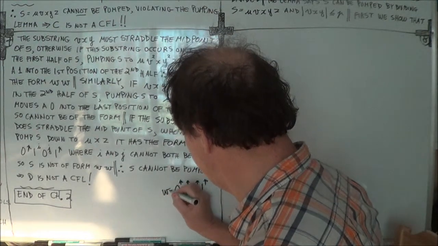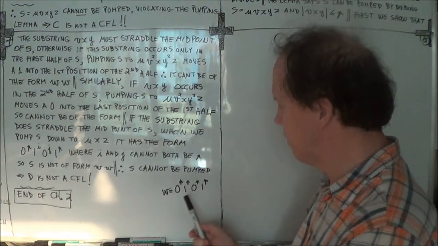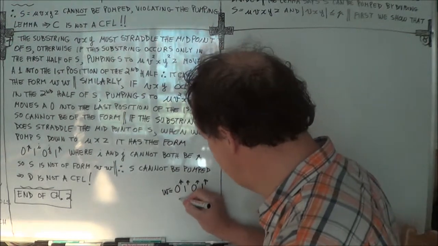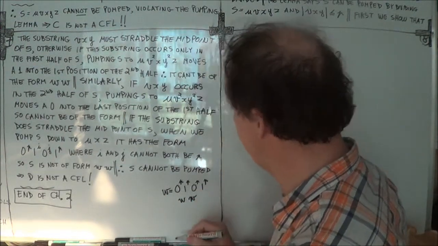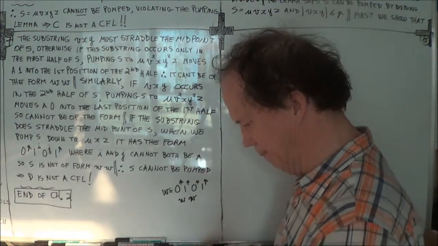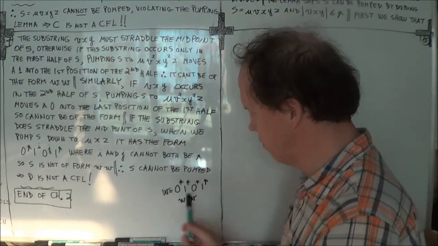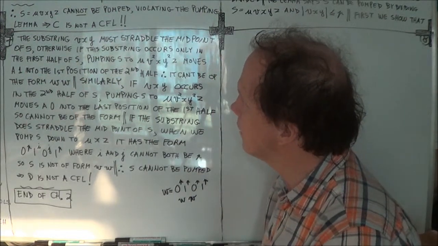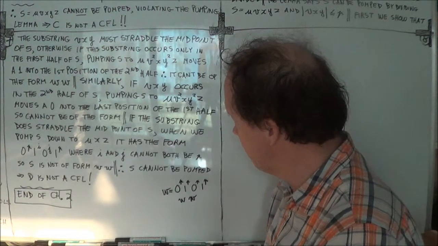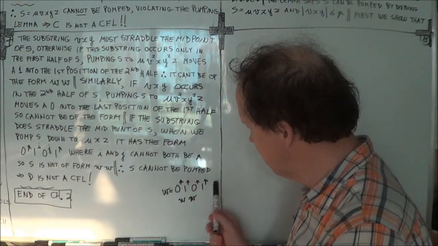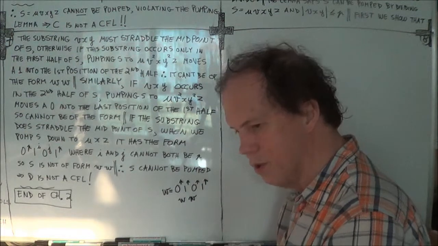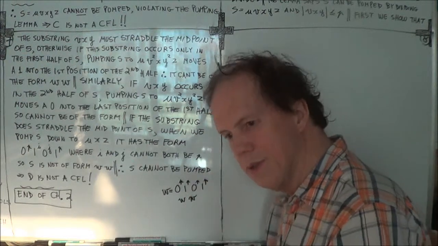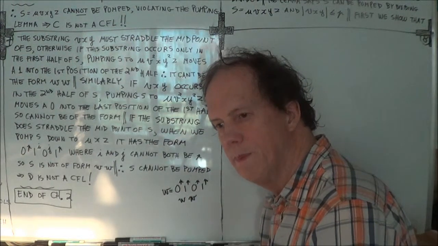Now, I've written out here the form of the strings in your language. So 0 to the p, 1 to the p, 0 to the p, 1 to the p, of the form ww. We'll refer to this quite a few times. Now we're trying to choose this particular string to show that it's not pumpable.